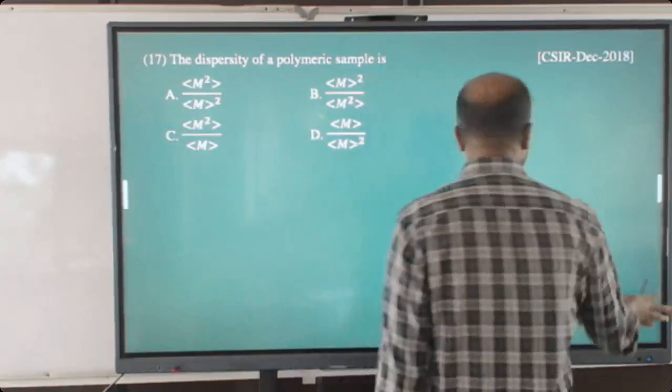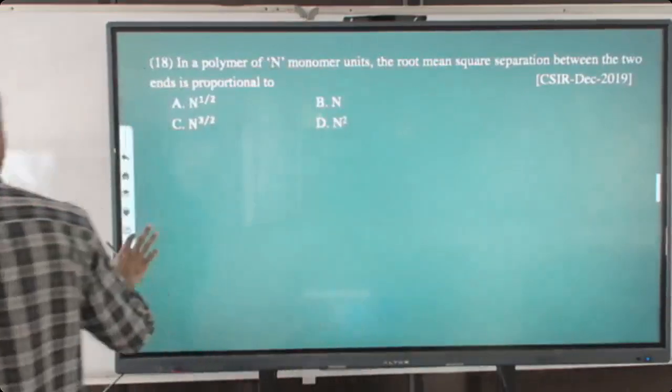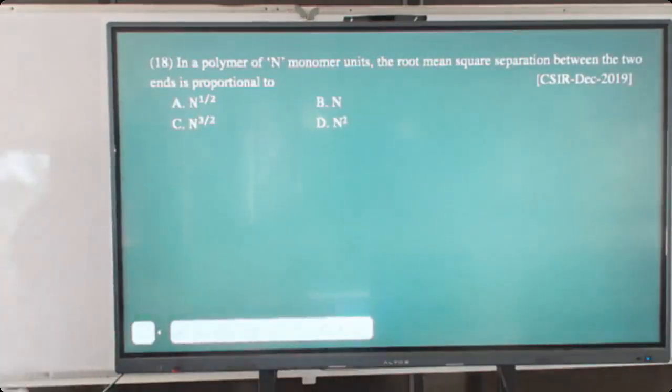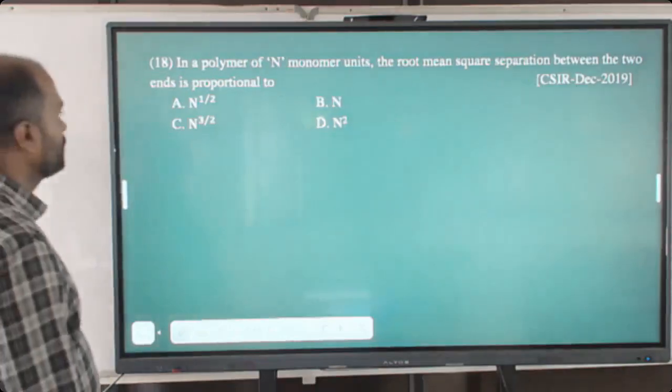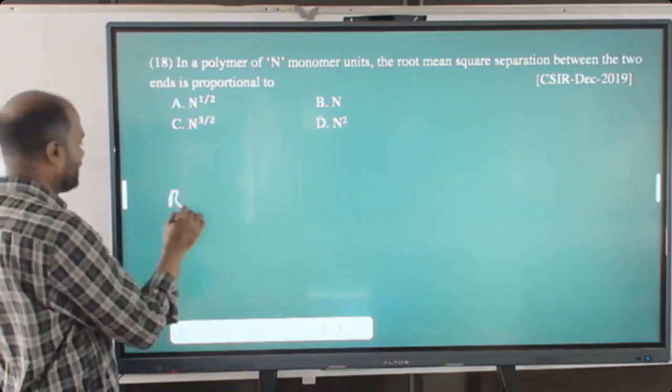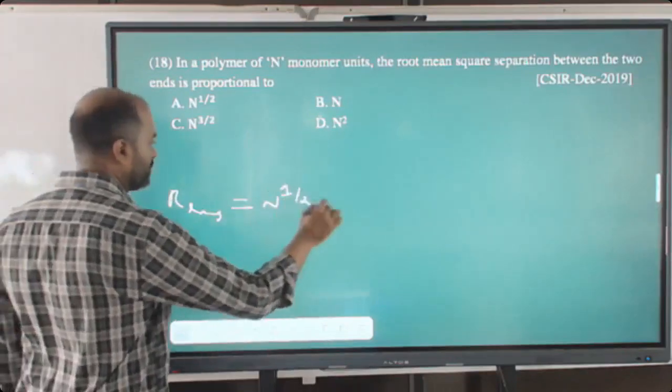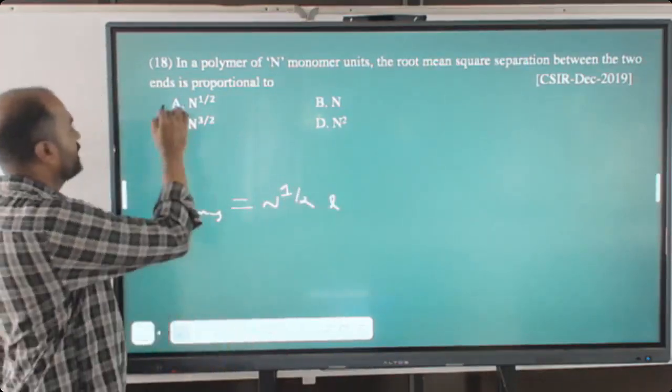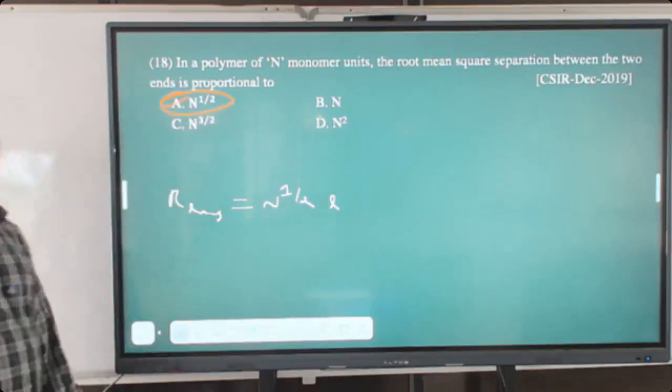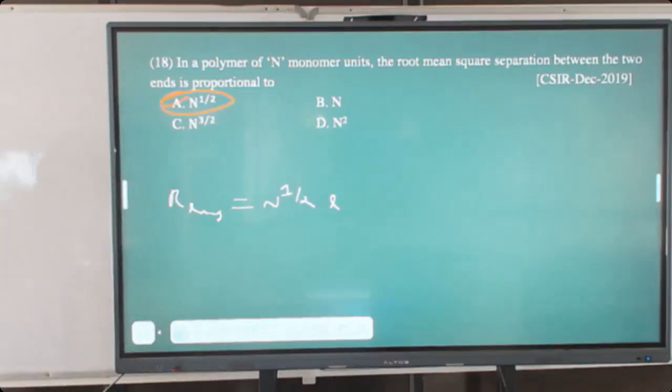Next, 18. For a polymer of n monomer units, the root mean square separation between the two ends is proportional to what? In a polymer of n monomer units, the root mean square R_rms is proportional to n raised to 1 by 2. Option A, n raised to 1 by 2. 18, option A, n raised to 1 by 2 is the correct answer. That's an easy question.